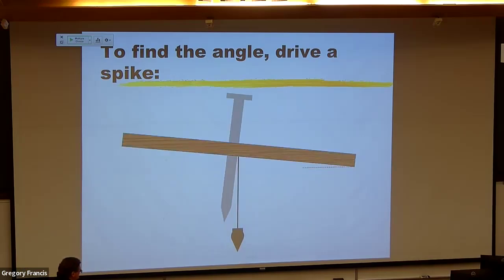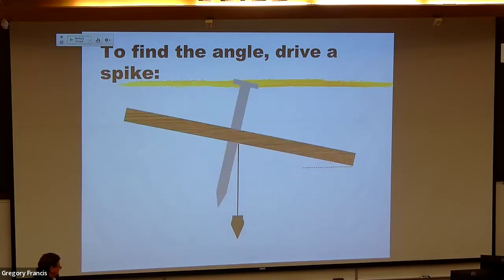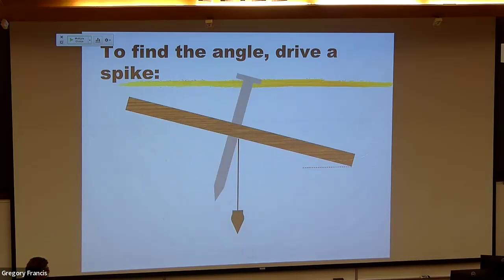If I incline that board by a small angle, I'm pulling the spike away from vertical, but the plumb bob stays straight down. And I keep on doing that, and these two angles get bigger, but I'm assured that this angle between the horizontal and the board is always going to be this angle between the spike and the plumb bob. Well, what does that have to do with our skier?